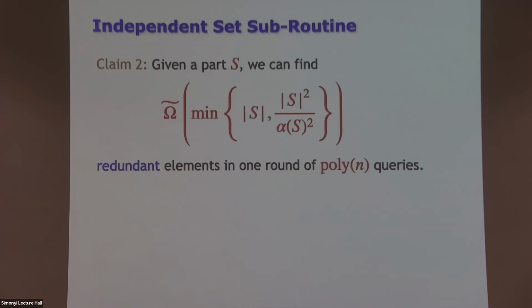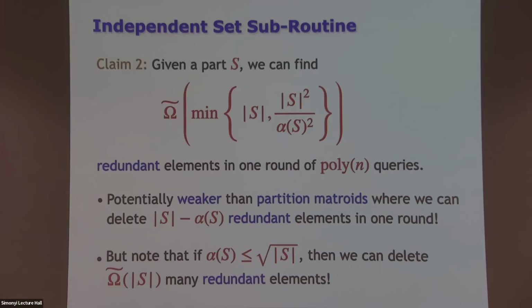The second claim is a little bit more intricate and is now talking about the other side of the coin. Right, you're given one of these parts of a matroid, but now the alpha value is small. And you're asking how well can you do when it comes to deleting elements? And so here we claim that given such a part S, you can always find these like redundant elements that you can delete while still preserving the existence of a basis. And the number of elements is basically just S squared over alpha of S squared.